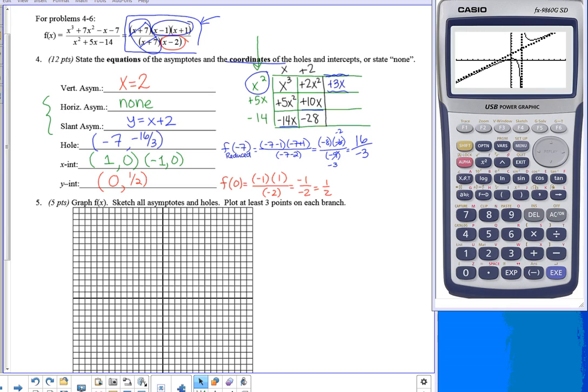So when I go to put these on by hand, I have x equals 2, so I'm going to draw that. I also have y equals x plus 2. That would have a y-intercept of 2 and a slope of 1. So you do need to plot that nicely when you're making your paper graph.